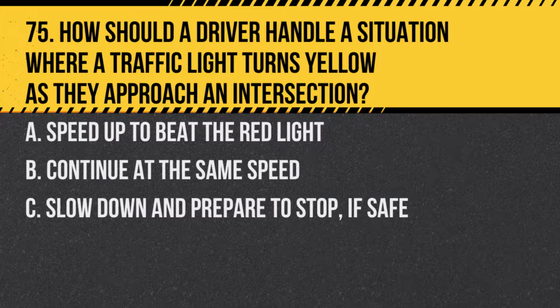Question 75. How should a driver handle a situation where a traffic light turns yellow as they approach an intersection? A. Speed up to beat the red light. B. Continue at the same speed. C. Slow down and prepare to stop, if safe. Answer: C. Slow down and prepare to stop, if safe. When approaching an intersection and the traffic light turns yellow, slow down and prepare to stop safely.